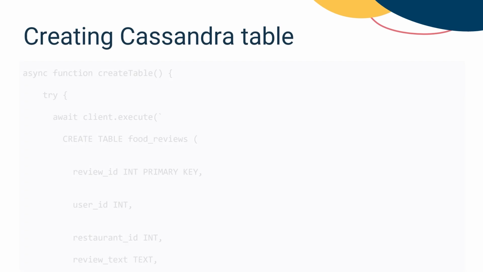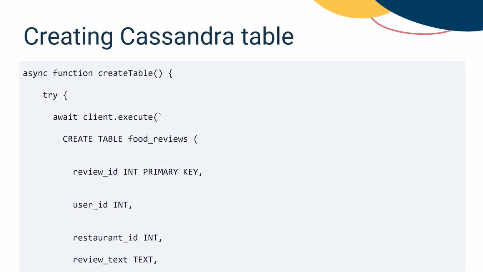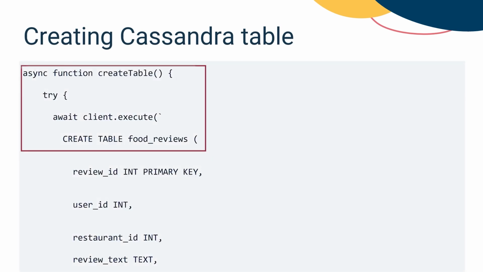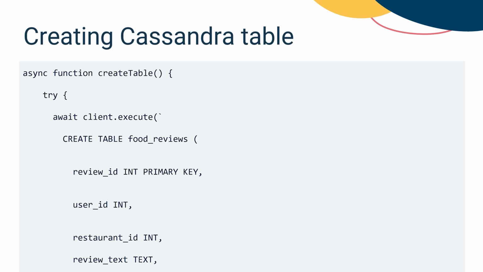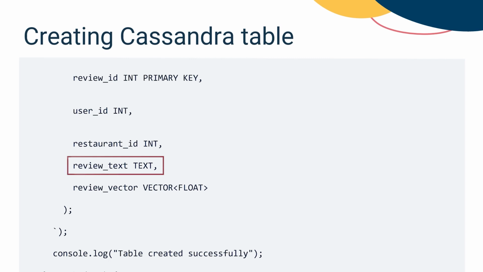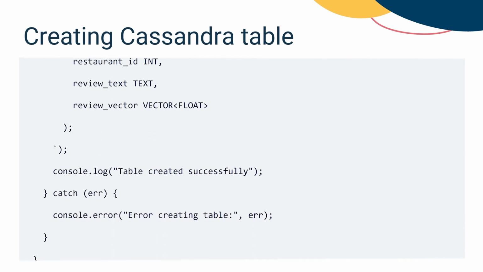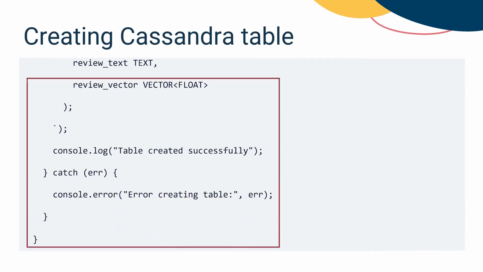The next step involves creating a Cassandra table. Here, the create table function defines a Cassandra table named food reviews. The table has the following columns. The review ID is an integer that is the primary key for each review. The user ID is an integer representing the user who wrote the review. The restaurant ID is an integer that identifies the restaurant. The review text column stores the actual review content. The review vector is a vector data type that holds the numerical representation of the review.